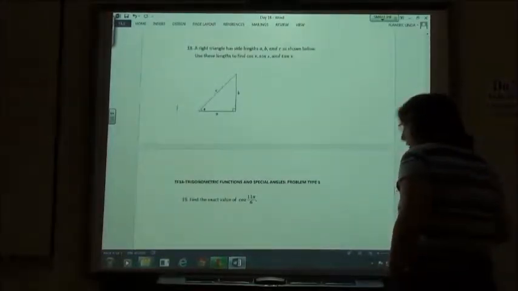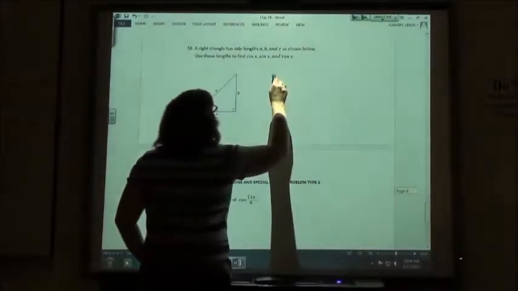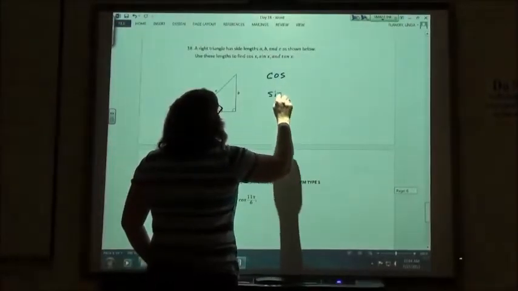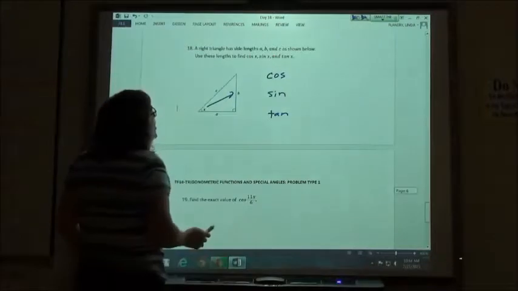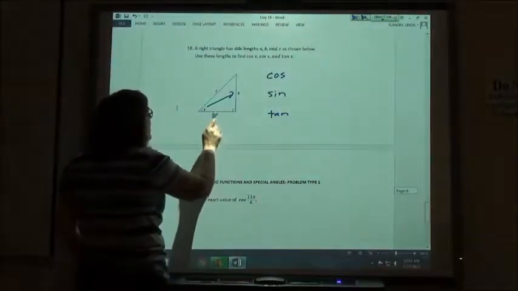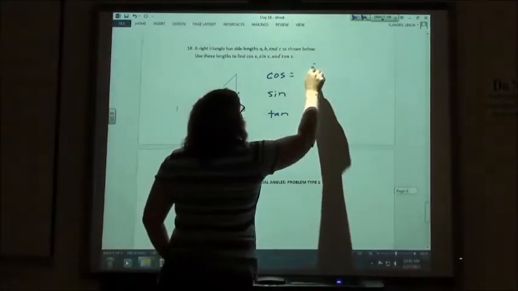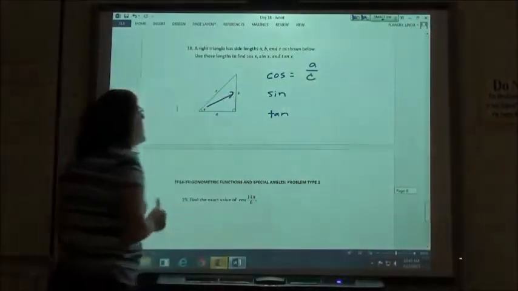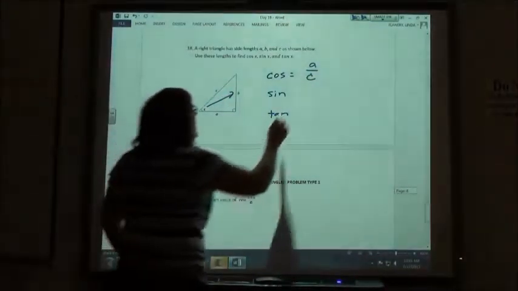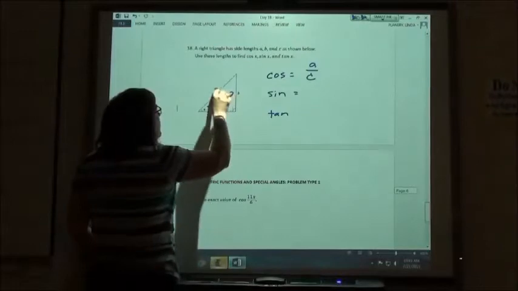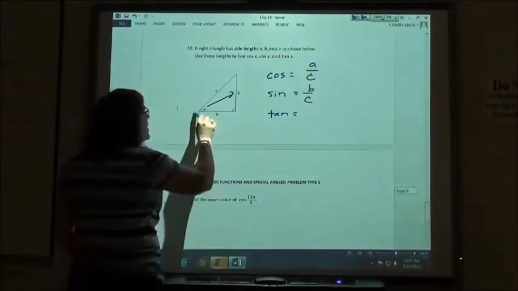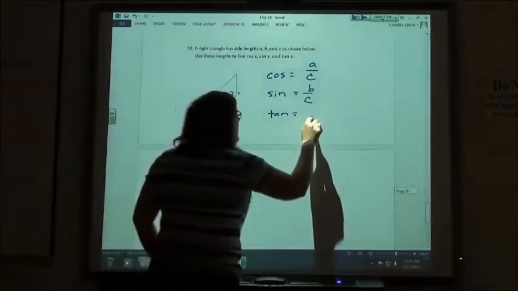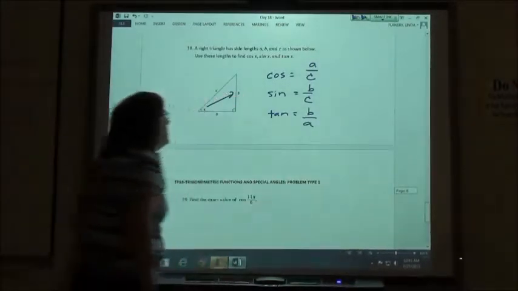So on number 18, we're going to do the cosine, then the sine, and then the tangent. My cosine is the adjacent over the hypotenuse, so A over C. My sine is opposite over hypotenuse, B over C. My tangent is opposite over adjacent, B over A.